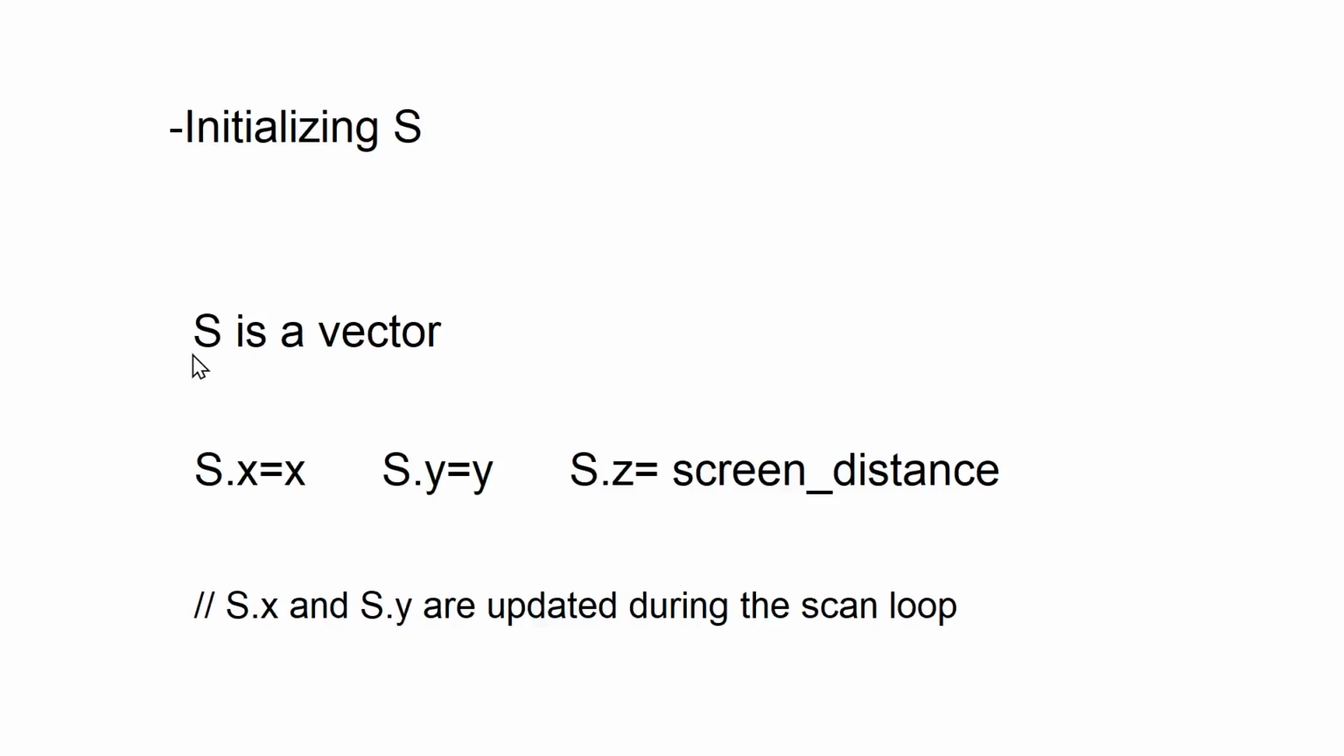Initializing S. S is a vector that holds our x and y screen coordinates. These screen coordinates are updated during the scan loop. SZ is the screen distance, and it can be assigned only once during initialization.